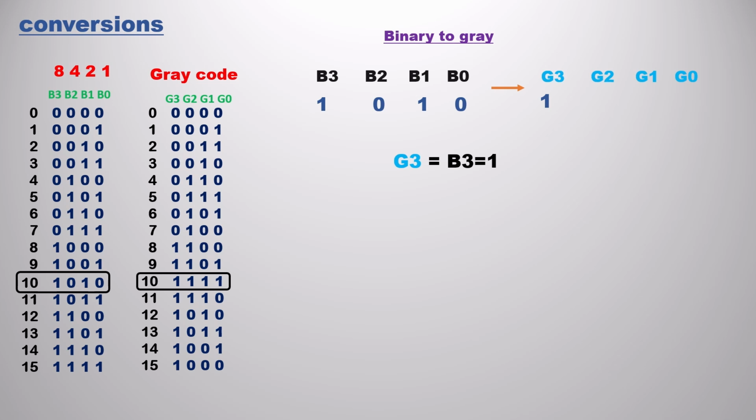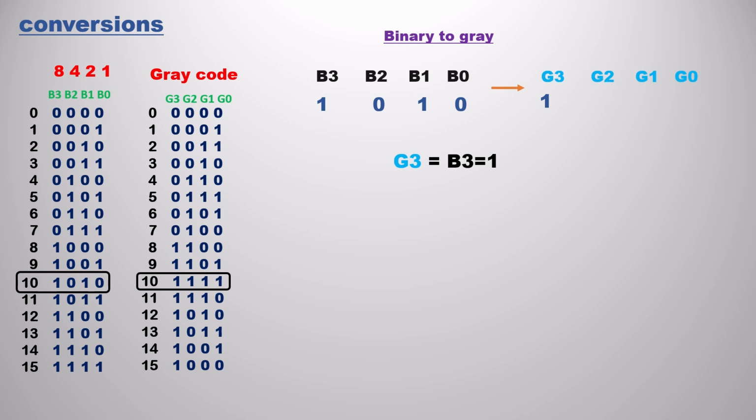Up to now we have seen the properties and the usage of gray code. So let's now see the conversions, the conversion between binary to gray and gray to binary. Let's start with the binary to gray conversion. In this example, I have taken 1010 in binary, and we have to convert it to gray code. Let's see how to convert.